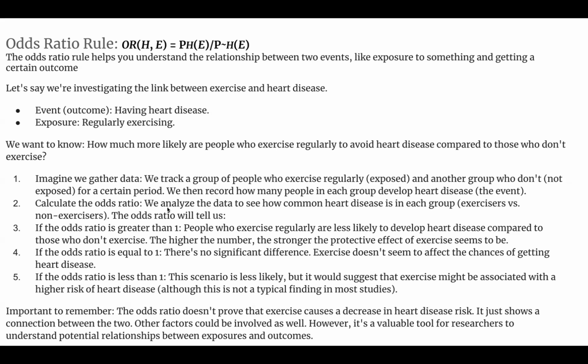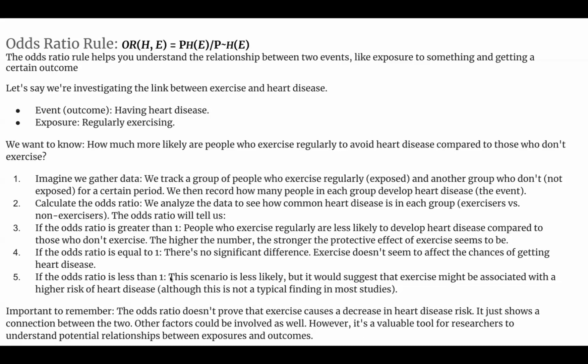To calculate the odds ratio, we analyze the data to see how common heart disease is in each group, exercisers versus non-exercisers. So the odds ratio will tell us that if the odds ratio is greater than 1, then the people who exercise regularly are more likely to develop heart disease compared to those who don't. And if the odds ratio is equal to 1, then there is no difference, which means that exercise doesn't seem to affect the chance of heart disease.